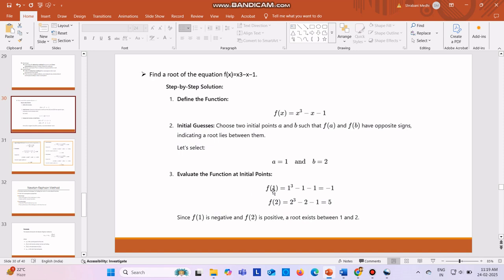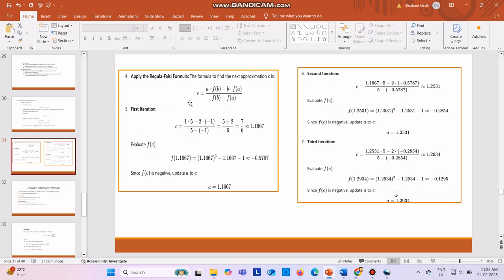Now we find f(1) by putting the value 1 in this equation. So it is 1³ − 1 − 1, which is −1. Now we will find f(2). We put the value 2 in this equation, so it is 2³ − 2 − 1, which is 5. Now you see both have opposite signs, that is, f(1) × f(2) is less than 0. So it means that a root exists between 1 and 2. We can proceed to the next steps.